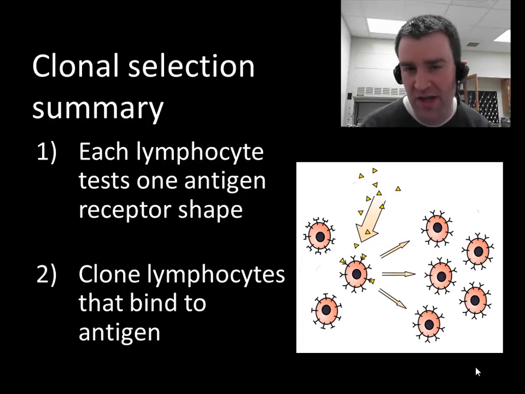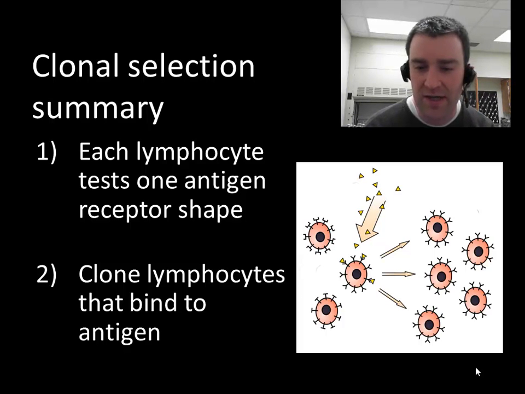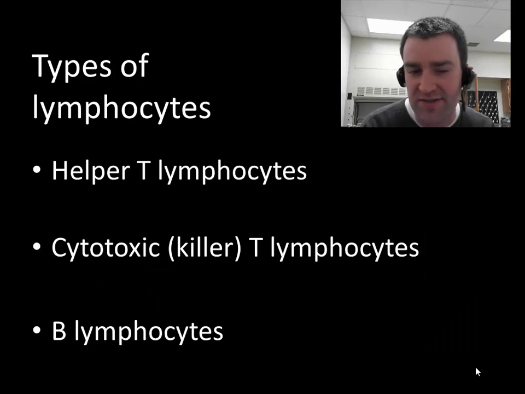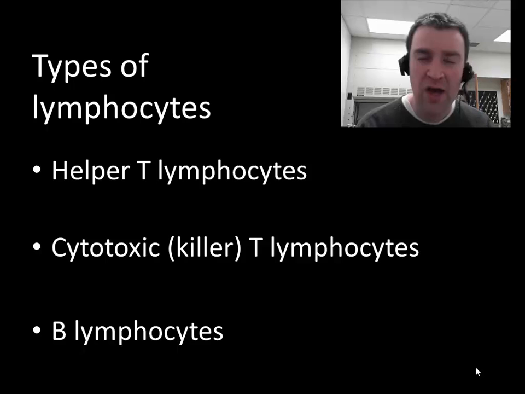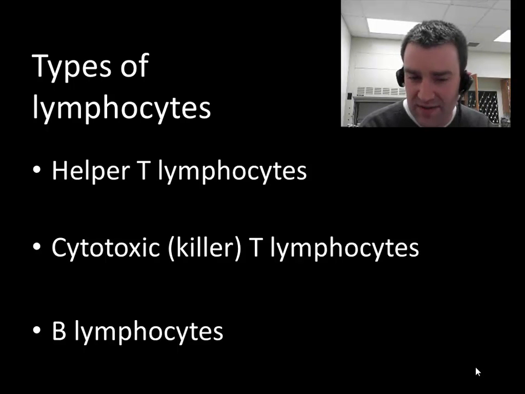Alright, so if we found a solution, what we need to talk about next is the different types of lymphocyte cells. Each one of these 3 types that are listed here go through that clonal selection process, so that's common to all 3. What makes them different is what they do once they've found their solution, their receptor shape, and they've already cloned. What do they then do that helps get rid of the pathogen threat? We're going to walk through helper T lymphocytes, cytotoxic, also called killer T lymphocytes, and B lymphocytes.